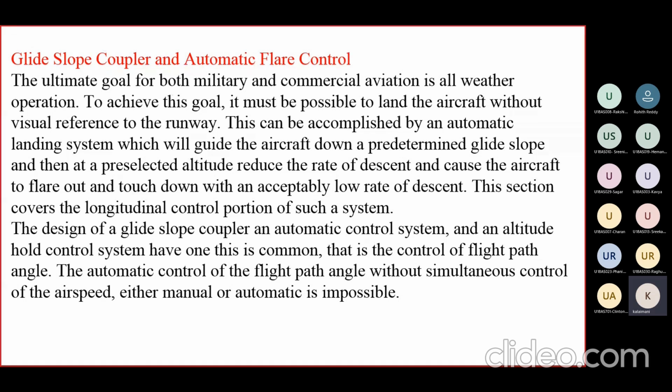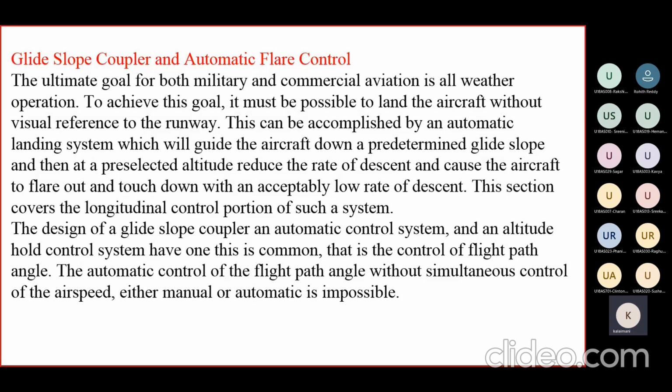The automatic landing system we use at Chennai airport is the ILS, instrument landing system. Okay, this has three main components. One is the marker beacon, then the glide slope coupler. The glide slope will be located at the end of the runway. It will give the vertical reference to the aircraft.